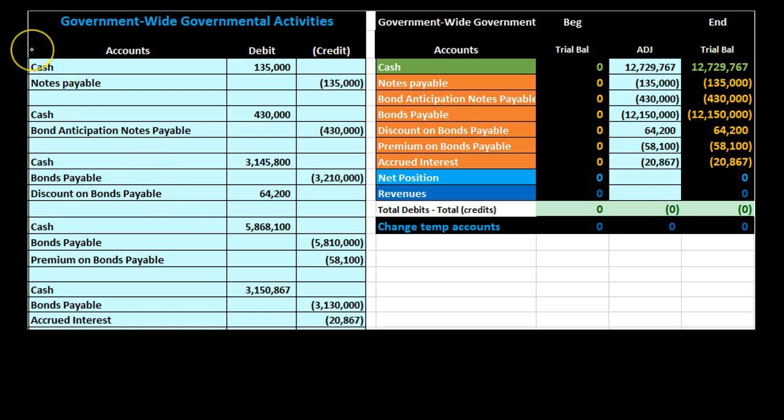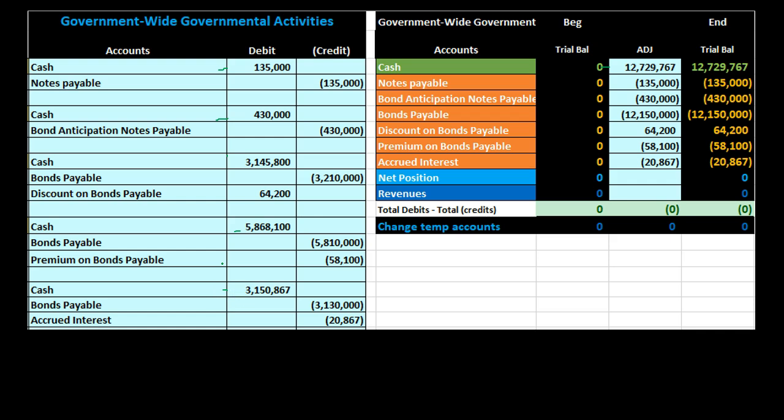Here is a summary of the journal entries that we have recorded in the government-wide activities. We've got the general journal on the left. We posted those to the worksheet. We have the beginning balance, the adjustments, and then the ending balance. The adjusting entries you can see will be a summary of the information on the left. For example, the cash account will include the cash account we have here, the cash account we have there, and the cash account we have there and there. So that will be the summary of the activity.